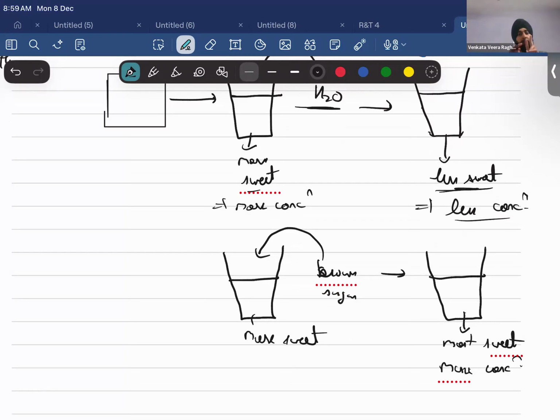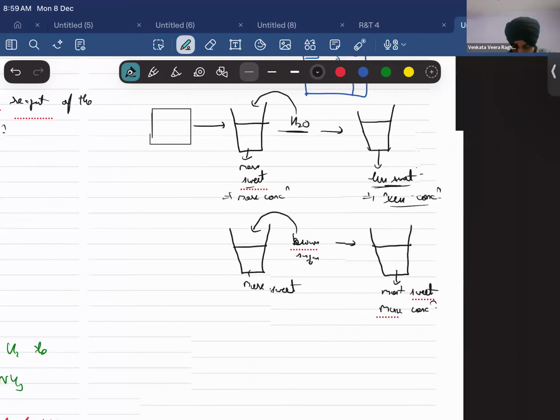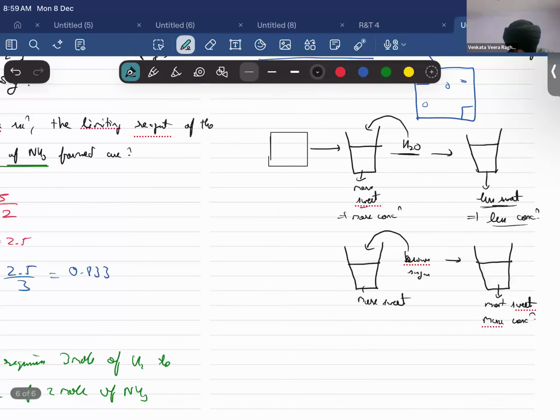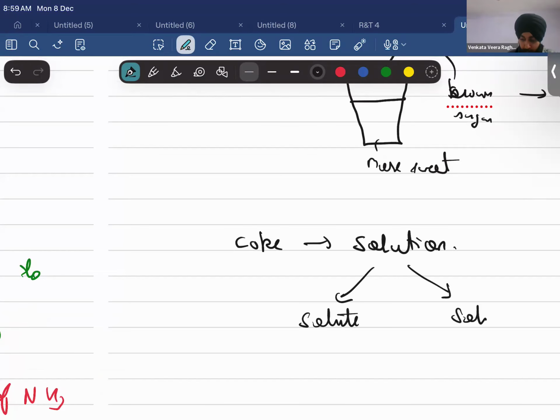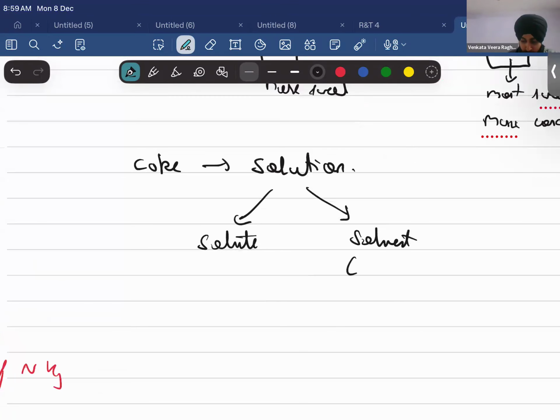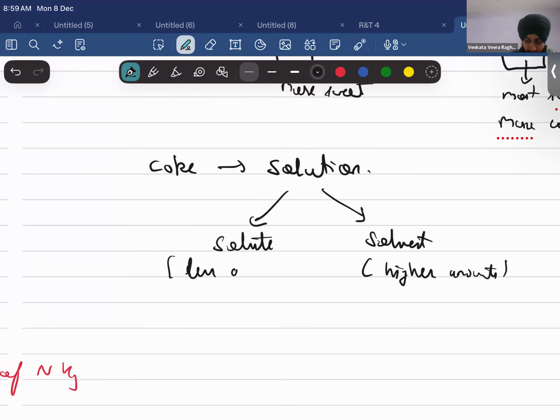That means concentration is dependent on two things: what solute and what solvent you are taking. Coke, you can say, is a solution. Solution is made up of two things: one is solute, one is solvent. Solvent is that thing which is always present in higher amounts, and solute is present in lesser amounts. That is how we define solute and solvent.